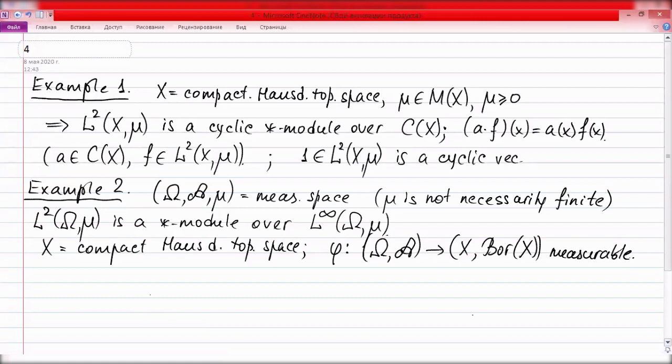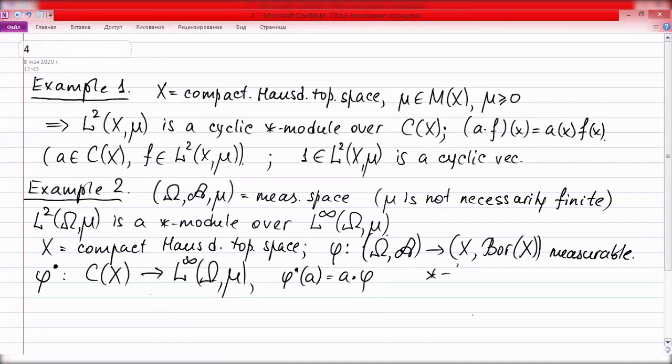So such a map phi induces a star homomorphism, which will be denoted by phi dot. This is a homomorphism from C of X to L infinity of omega mu. And this homomorphism acts as a composition with phi. This is easily seen to be a unital star homomorphism. Now, L2 of omega is a star module over L infinity. And by using this homomorphism phi dot, we can make L2 into a star module over C of X.